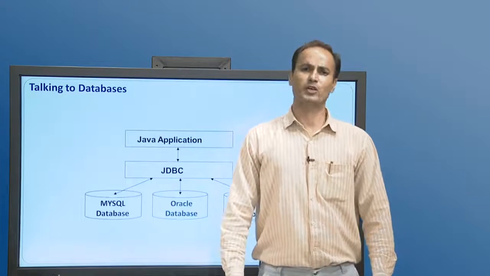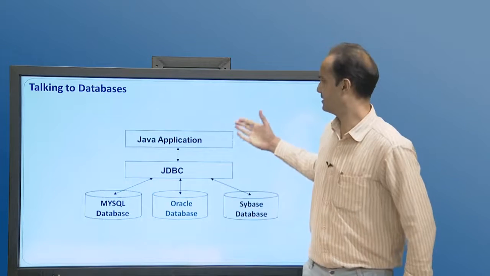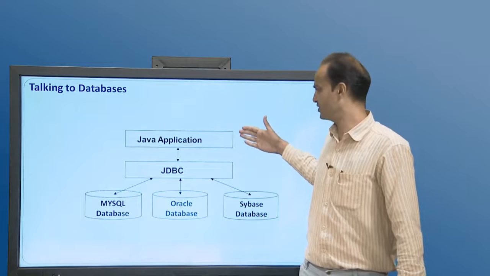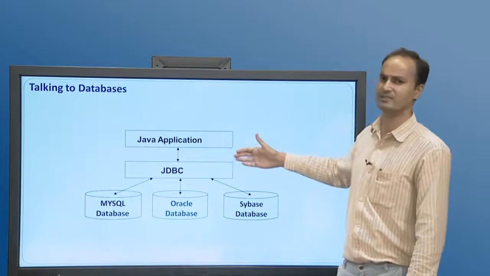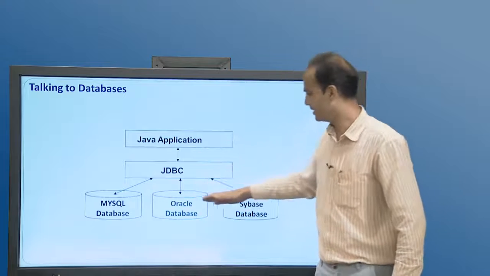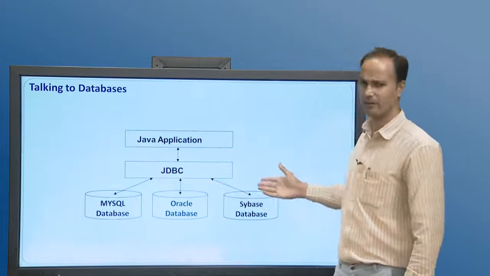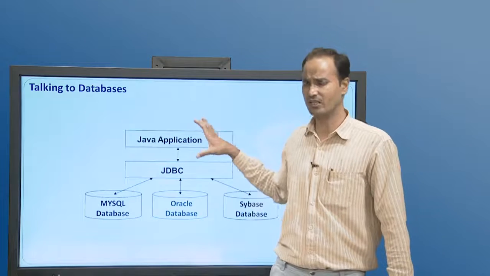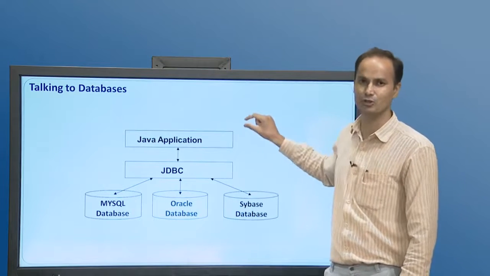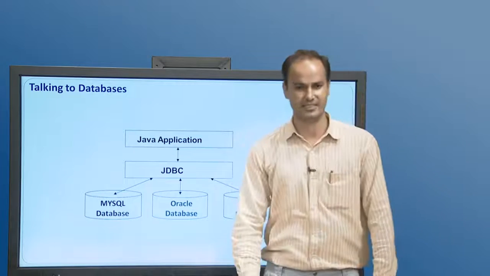Now when we are talking about database connections with a Java application, at the topmost level, the application level, there is a Java application. The Java application uses the JDBC API to establish connections with the underlying database. There could be different databases, maybe MySQL, Oracle, Sybase and others. So the common architecture is that the Java application uses the JDBC API to establish connections with the underlying database.